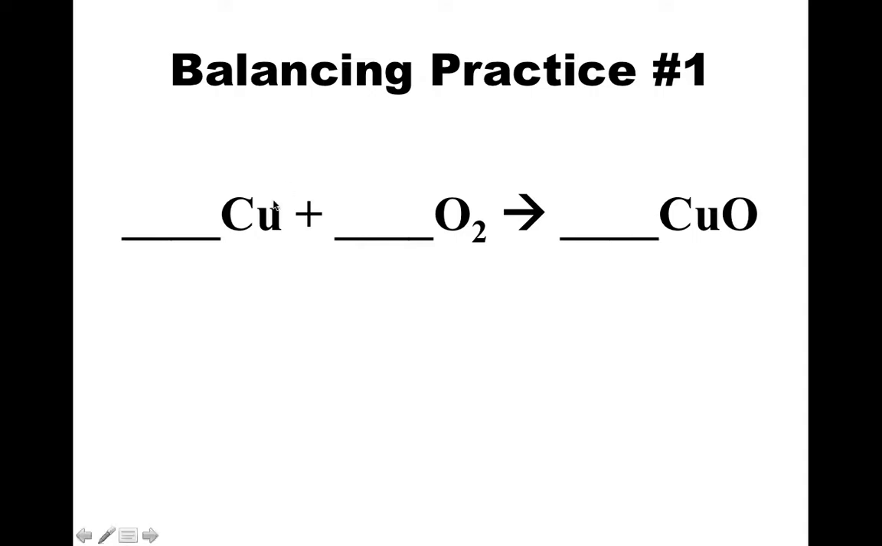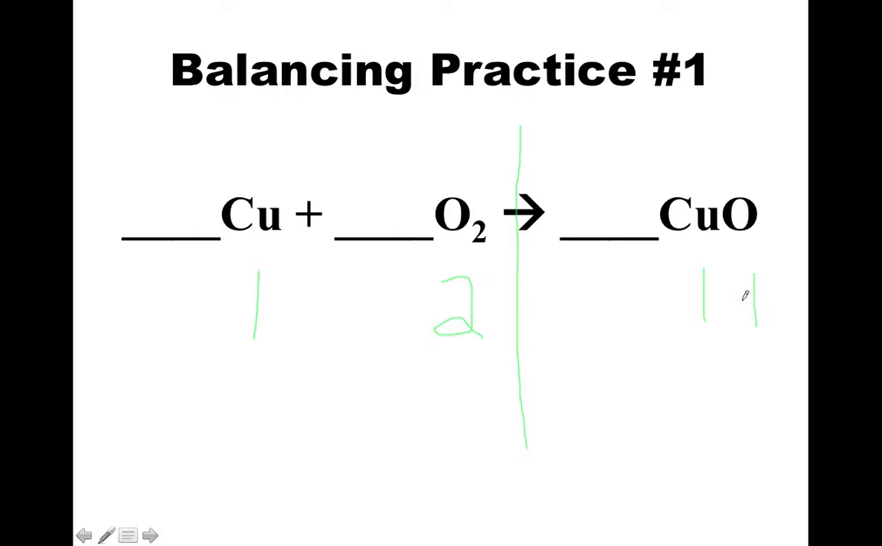Okay, so let's start with this one. Let me get my pen working, and I'm going to use green here. The first thing I always do is on the arrow draw a line, separating the left side from the right side. Over here I count my Cus, which are coppers, and I have 1 copper, and then I count my oxygens, and I have 2 oxygens. Okay, now on the right side I have 1 copper and 1 oxygen. Well, as I see it, my coppers are balanced on both sides, 1 and 1. They have the same amount, so we're good. But look at this, my oxygens are not balanced. I have 2 on the left and 1 on the right.